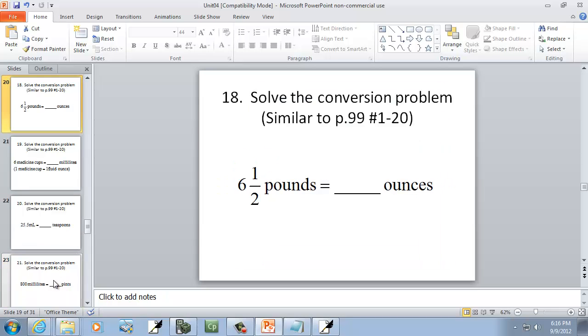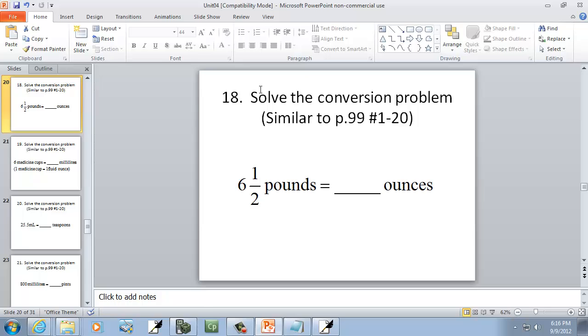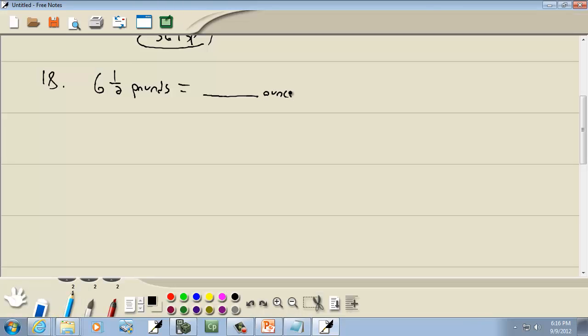Let's see. Let's look at this one. Got 6.5 pounds equals blank ounces. It's probably best to put this into improper fraction form. 6 times 2 is 12, plus 1 is 13. So we got 13 over 2 pounds.